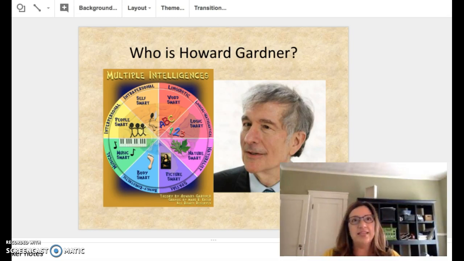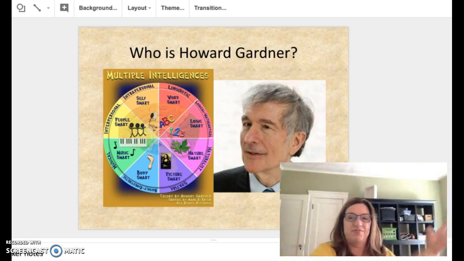When I was getting my education degree, in the late 90s, they were teaching this in schools as a way to look at education and look at humans and how they were intelligent. And I just thought this was amazing. I thought it made so much sense, and I loved the idea of it. I was going to create classrooms that had different centers for each type of intelligence.